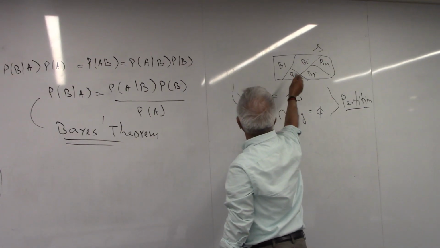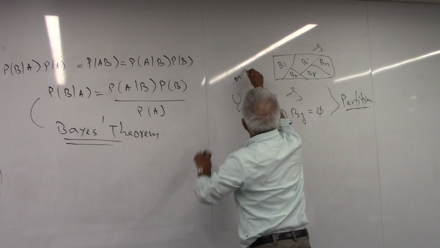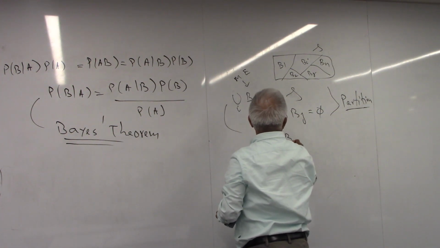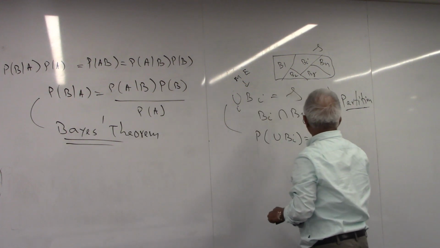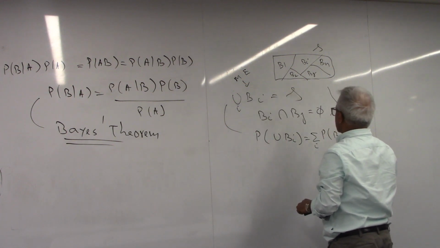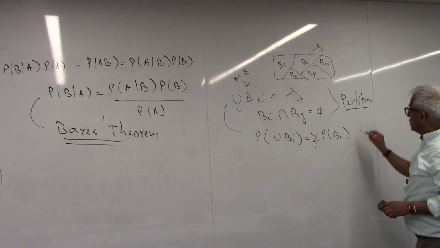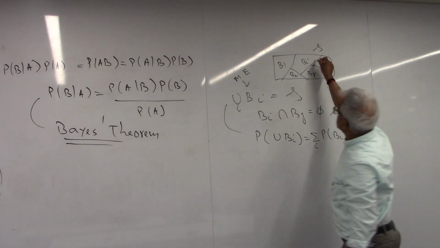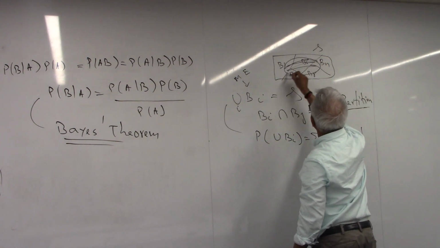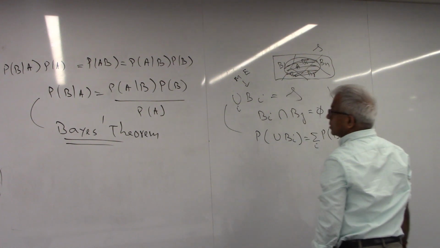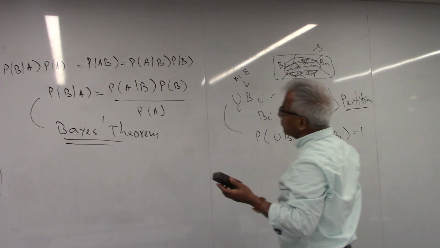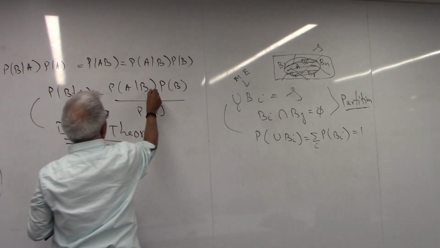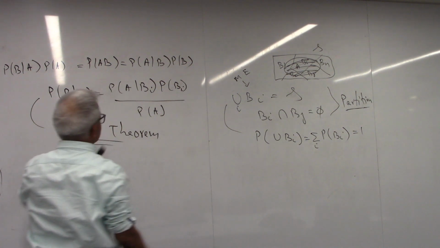Because these sets are mutually exclusive, from here we get that the probability of the union is the sum of the probabilities, equal to 1. That's another property of the partition. Now suppose A is like this. This is A. So let's rewrite for any Bi. This relation is true, right?